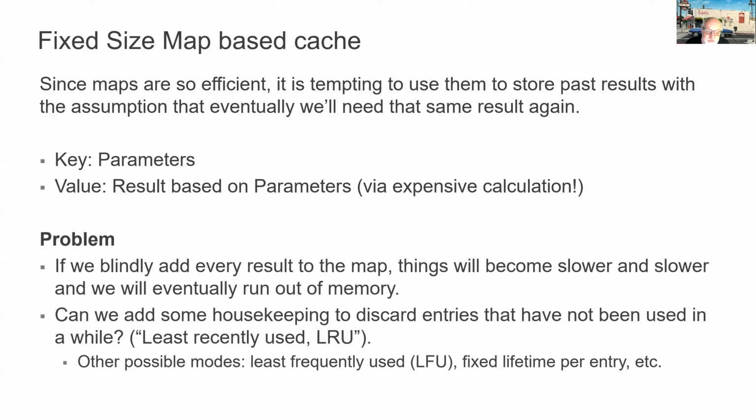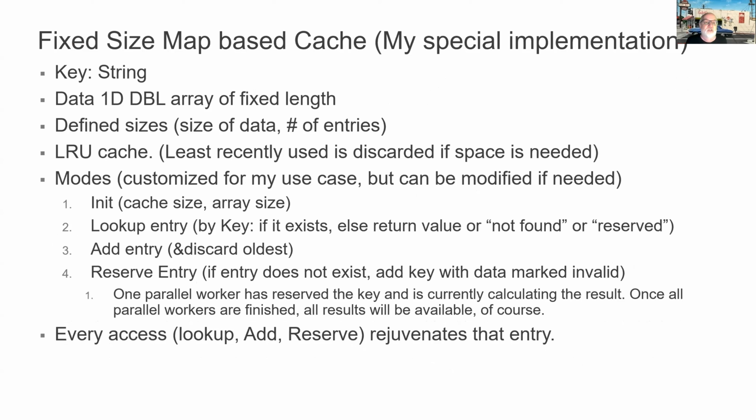So the question is, can we add some housekeeping to discard entries that have not been used in a while, least recently used, for example? Other possible modes, least frequently used, or a fixed lifetime per entry. That means I add it and I want it to expire a minute later or whatever, right? So my special implementation, the key is a string. It doesn't have to be, but it was easier to replace my old variant attribute-based code with that.